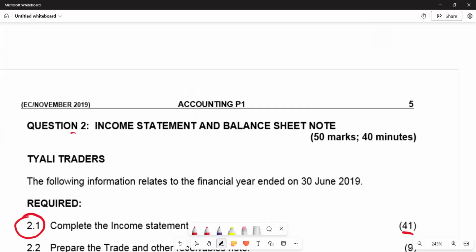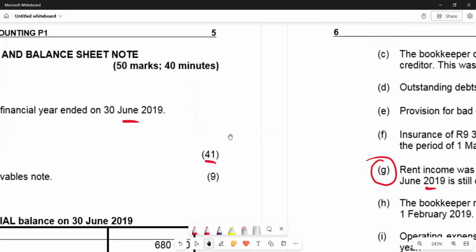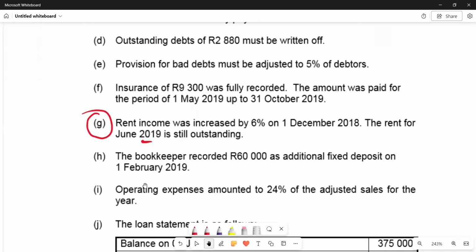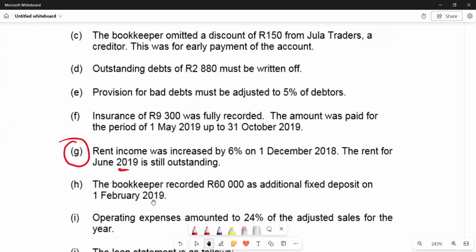We see that our year is ending on 30 June 2019. The rent for June again is not received, which is the last month of the year. So it means we've got an accrual of income. Whenever we've got an accrual, you know that we add that amount. So we are going to calculate the rent for June, and then we add it to the figure for rent that we are given in the list of balances.